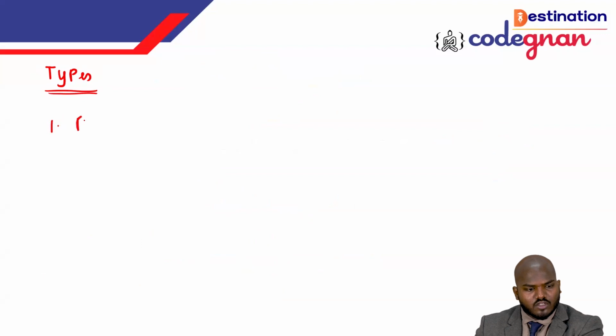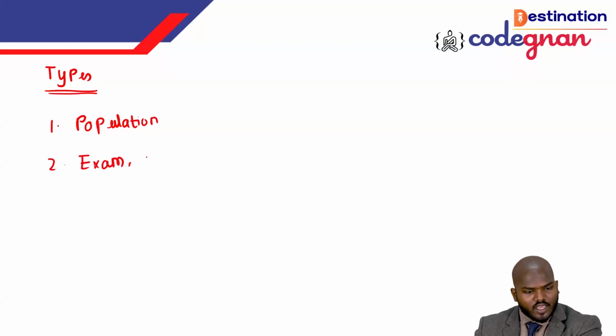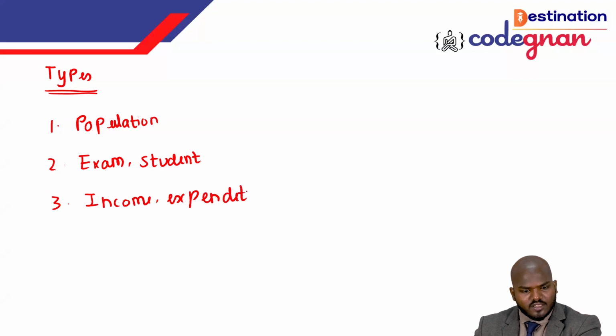The first is based on the population. The percentages based on the population is one thing. The second one we can call exams and students. The third thing I can call income and expenditure. Next one is called savings. And next one is based on the numbers.